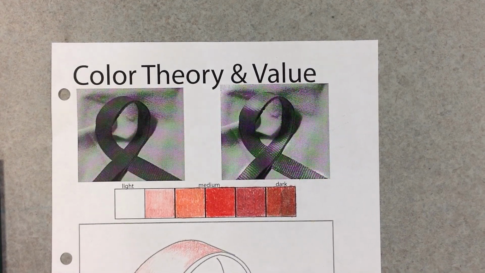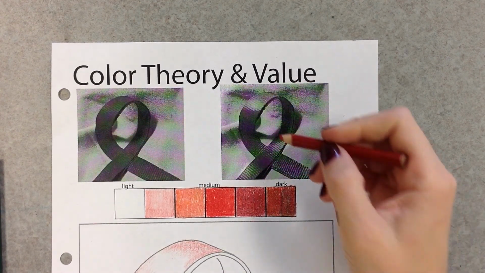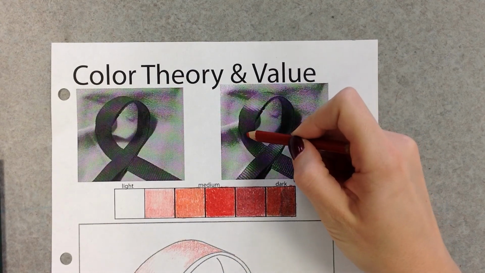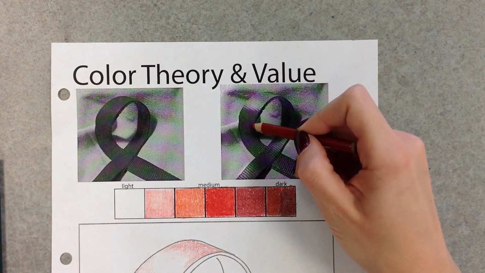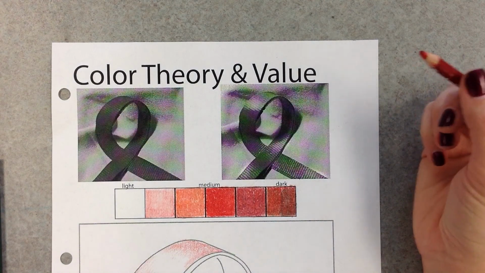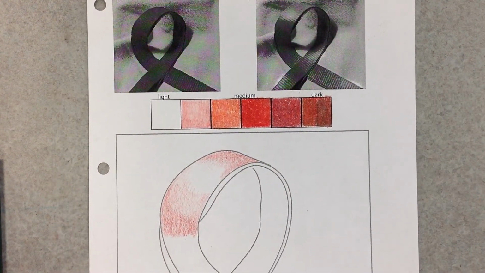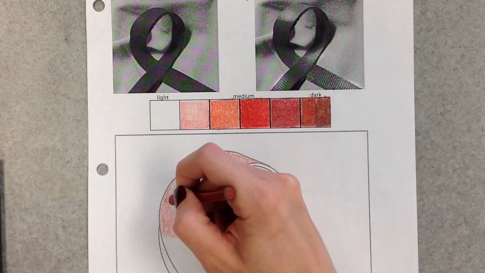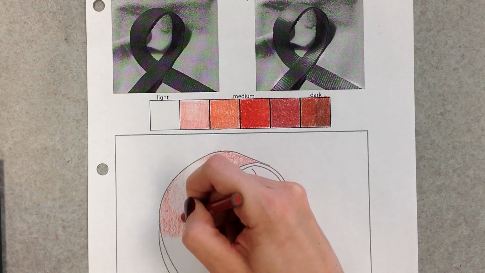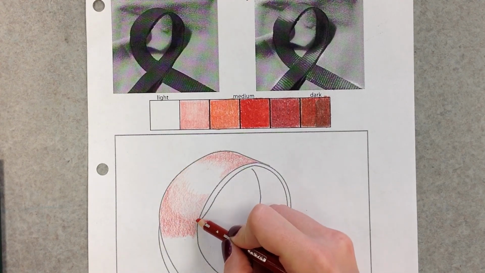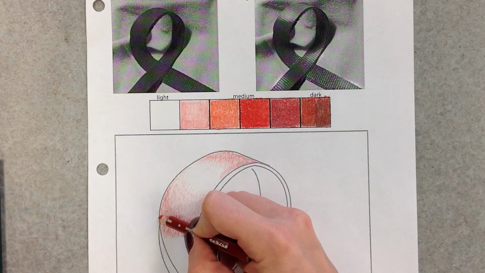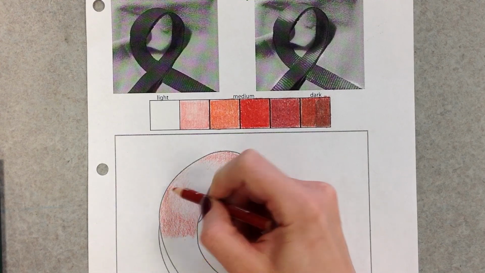Oh, I guess I can't zoom in. Hopefully you can start to see how the values are broken down into shapes. So I notice that the light doesn't stop in a horizontal line. It curves up and around.